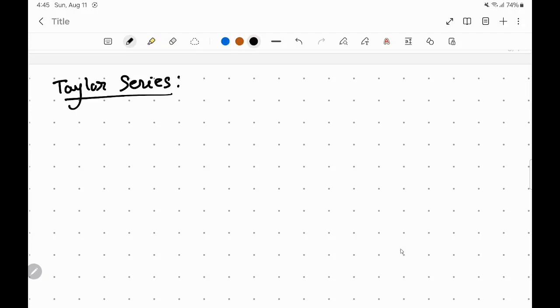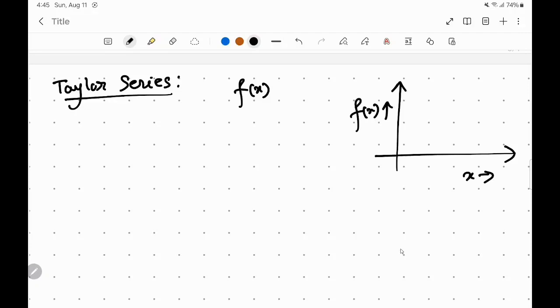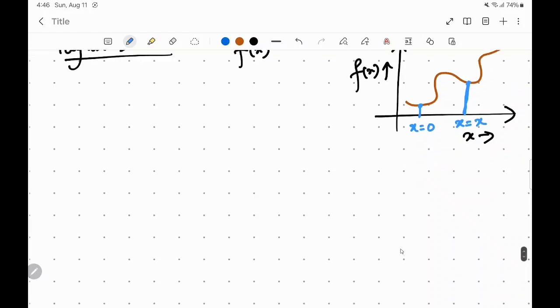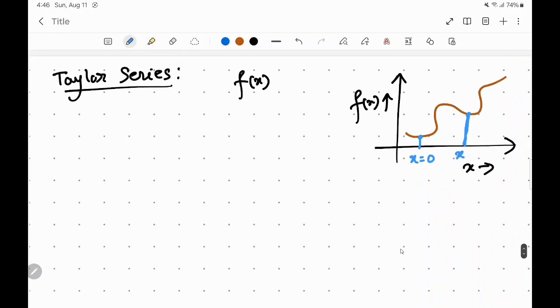Taylor series is, let's say, if f(x) is any function. You don't know the nature, it may be anything. The curve may be a random curve. So any value, you know the value, let's say this is x equal to 0. Suppose this value is known and anybody asks you to calculate the value where x equals x at this point. How can you calculate it?